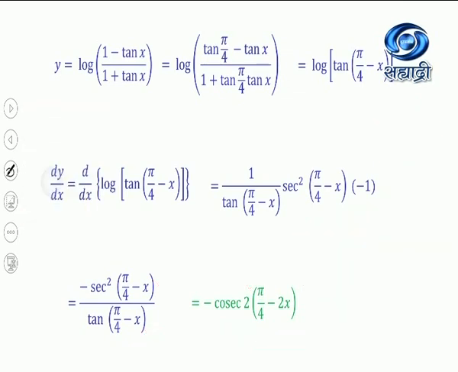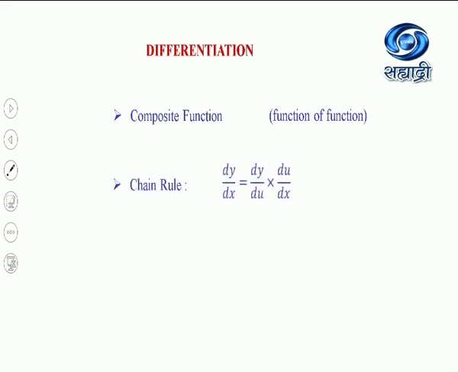And now here we consider our next step. Next slide. See here, differentiation. Here in differentiation we will see composite function. Then you say that composite means function of function. Now we see the chain rule, that is dy by dx equal to dy by du into du by dx. And we see some examples. And now we are going to continue more examples from our exercise.